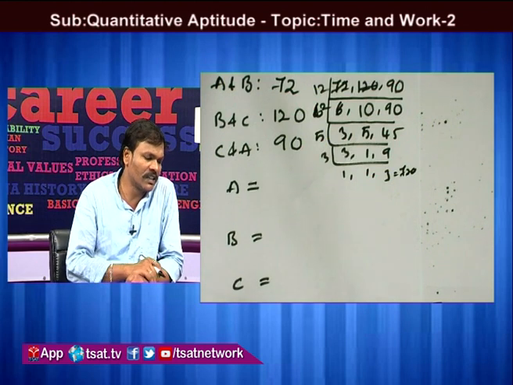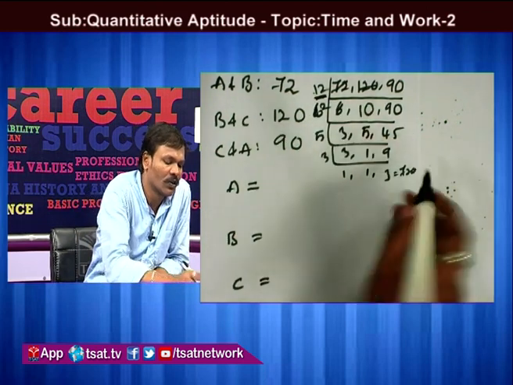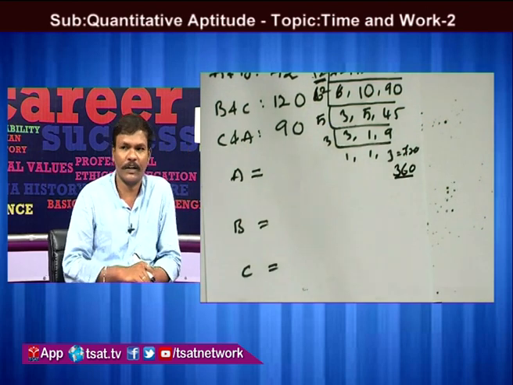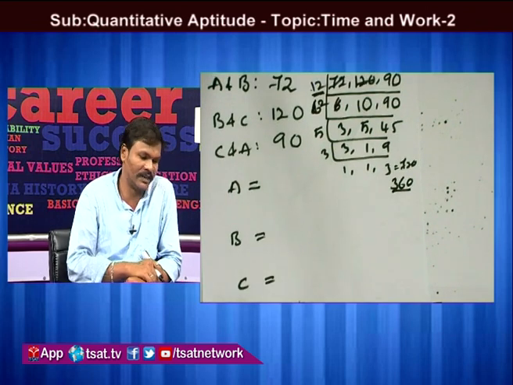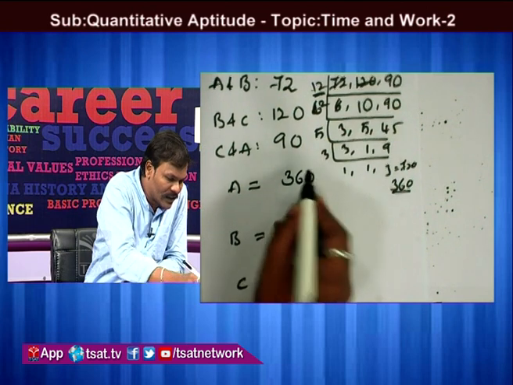So, LCM is 360 also. This 12 is not correct. So, LCM is 360, not 720. You find out how the LCM is 360. Right. Now, the method, the concept is, the LCM is 360.